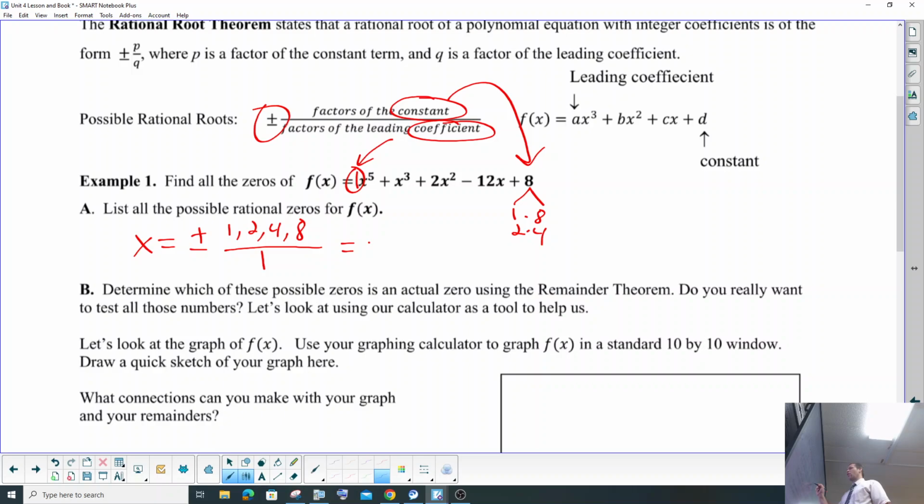And so that means all the possible ones are plus or minus. 1 divided by 1 is just 1. 2 divided by 1 is 2. 4 divided by 1 is 4. And 8 divided by 1 is 8. Way-o! So those are all the possible x equals. On Canvas, I would probably have lots of different possibilities to choose from. You just click the ones that are right. In this case, there's 8 of them.